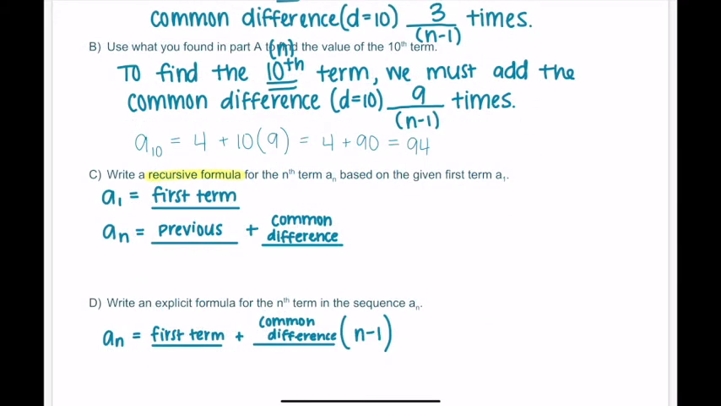Okay, let's write a recursive formula for this. So remember, recursive tells you the first term, and then it tells you to use the previous term and add so much to it each time. So our recursive formula is going to be our a sub 1, our first term, which was 4, and any term after that is going to be the previous one plus 10, because 10 was our common difference.